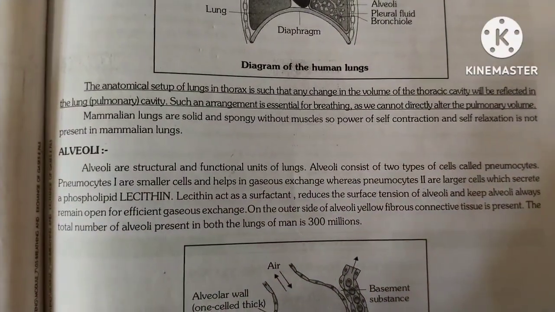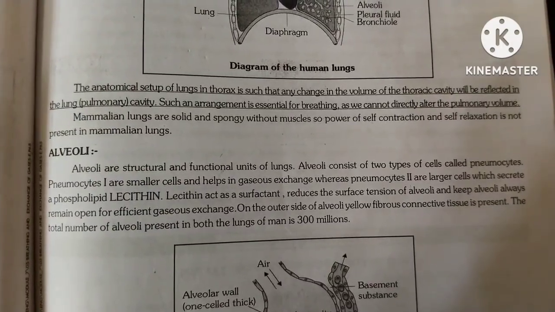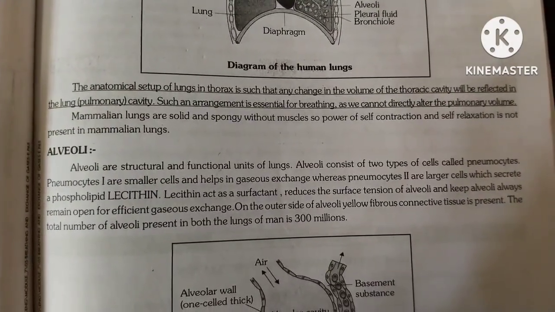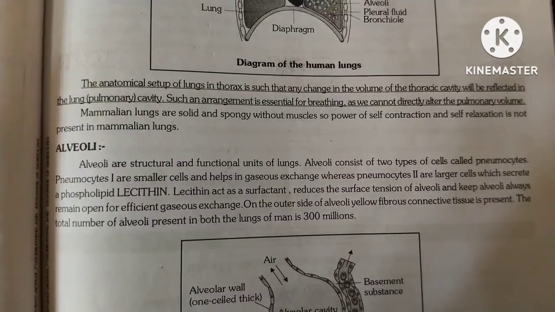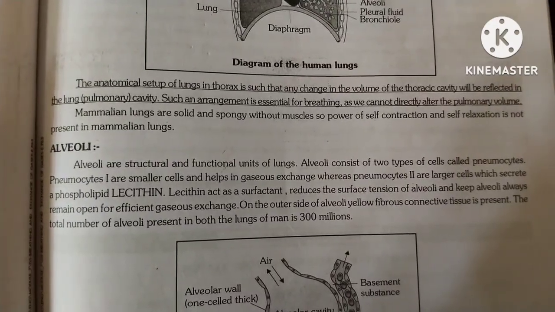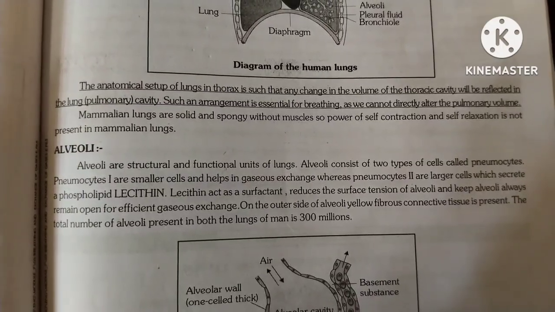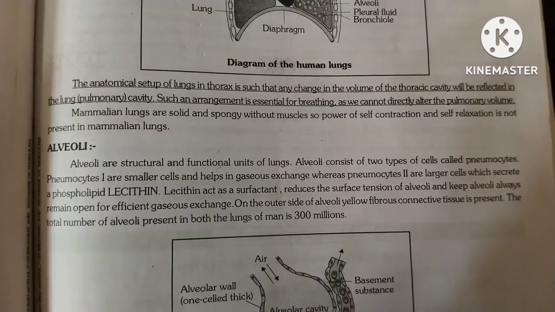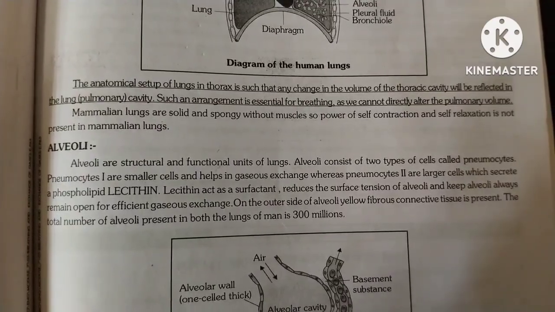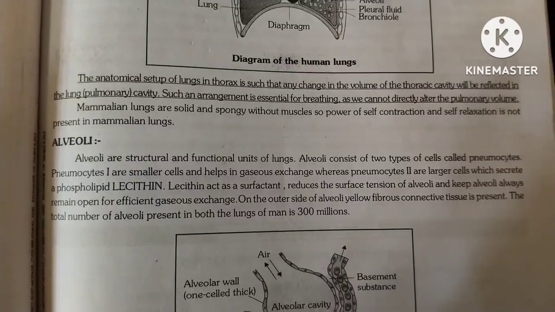The anatomical setup of lungs in the thorax is such that any change in the volume of the thoracic cavity will be reflected in the pulmonary cavity. Such an arrangement is essential for breathing, as we cannot directly alter the pulmonary volume. Mammalian lungs are solid and spongy without muscles, so the power of self-contraction and self-relaxation is not present in mammalian lungs.